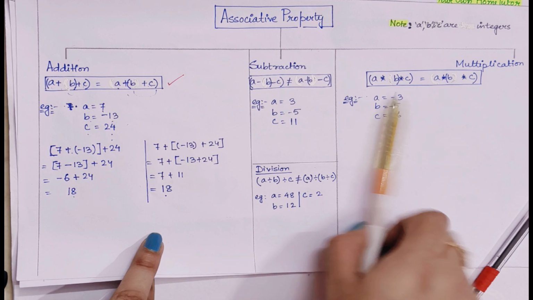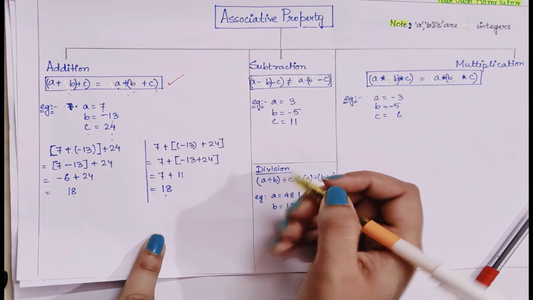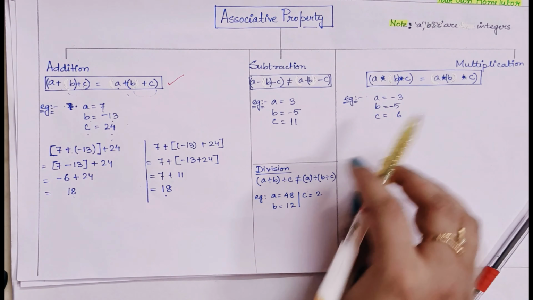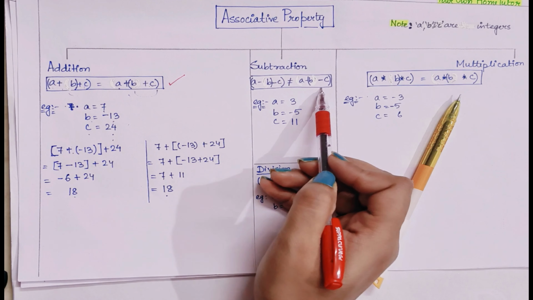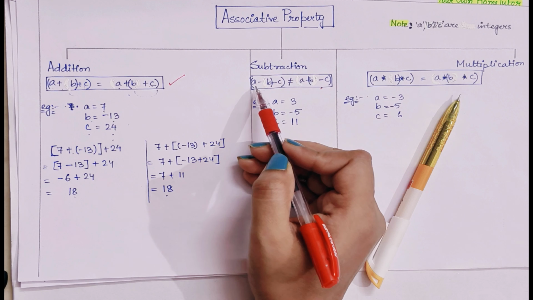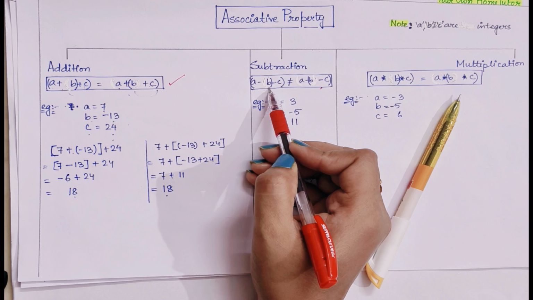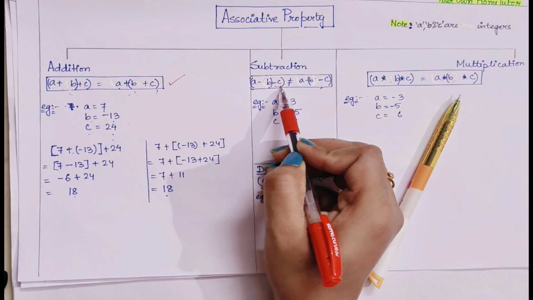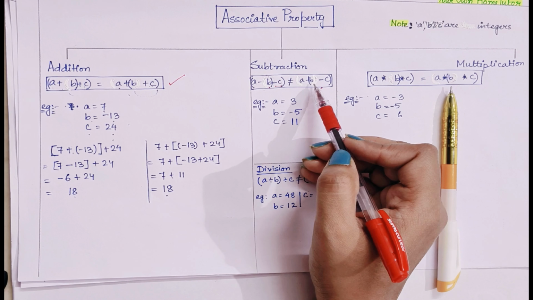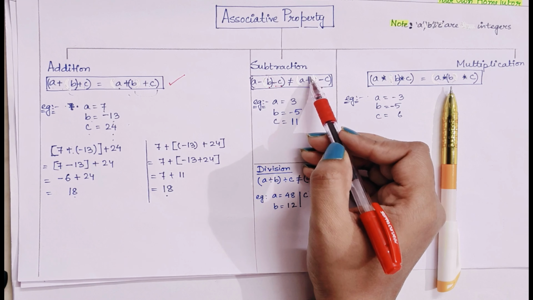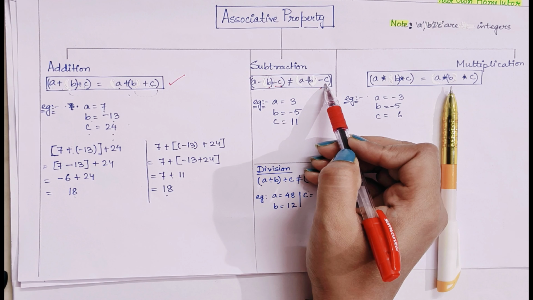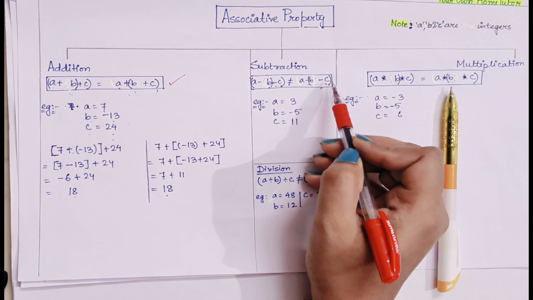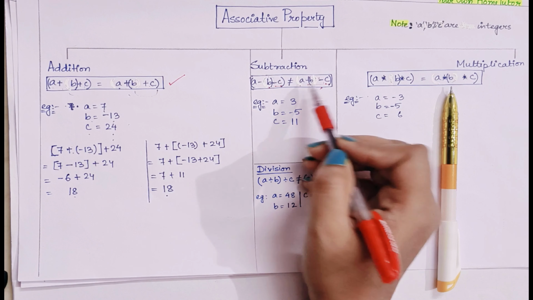Now, let us have a look at subtraction. For subtraction, I have to subtract the integers in this fashion. What is the order? First, I have to subtract the first two integers, and then from the result, I have to take away the third integer. And on the right hand side, I have to subtract the second and the third integer, and whatever result I get, I have to take that away from the first integer.